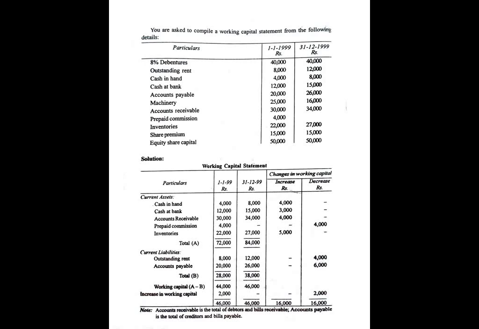Then we'll move to the current liabilities. Under the current liabilities, we have the outstanding rent. It is 8,000 and 12,000. That is, the current liabilities have increased, so automatically the working capital decreased by 4,000 rupees. Accounts payable 20,000 and 26,000. There is an increase, so automatically there is a decrease in working capital.